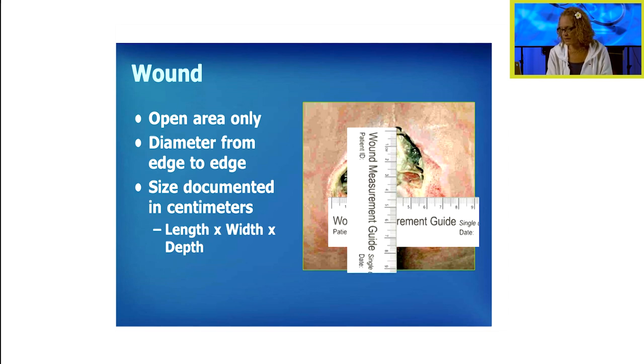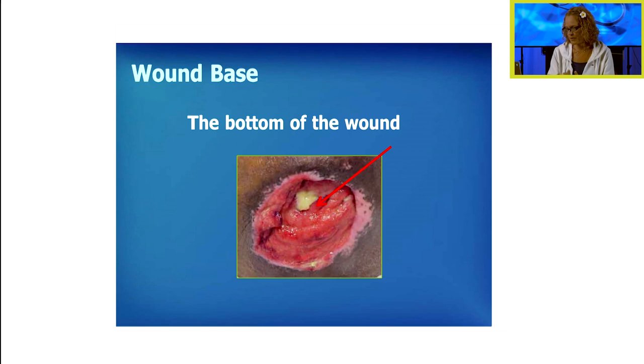So here you can see the measuring tape, and it's being measured in centimeters. We can see here that it's being measured by its length and by its width. And then a little later, I'm going to show you how depth is measured. Depth is measured by the bottom of the wound. And so here we can see the wound base, which is also referred to as the bottom of the wound.